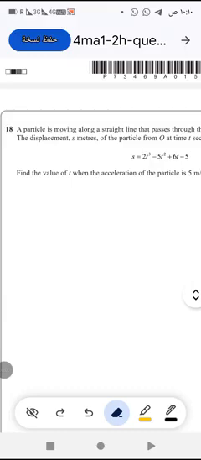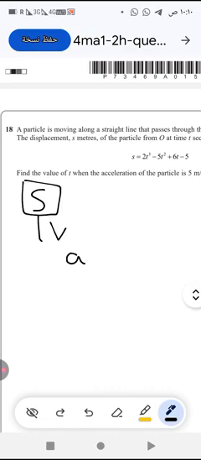Smart students, in this type of questions, if we have a displacement and we need the acceleration, we can find the velocity and then find the acceleration. How? By using this important rule. What is the relationship between displacement S, velocity V, and acceleration A?